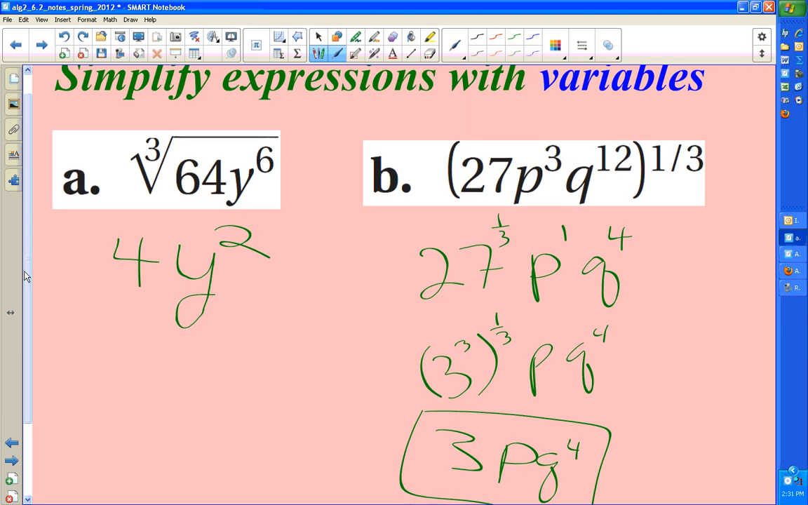More than 50% of Algebra 2 students at this point in time would not have had a power of 1/3 right here. That would have been omitted. They would have got 27 PQ to the 4th. Even on the first quiz, more than 50% will make that mistake. Don't get into that boat. If it's in the parentheses, it gets the power on the outside, even if it's a constant.